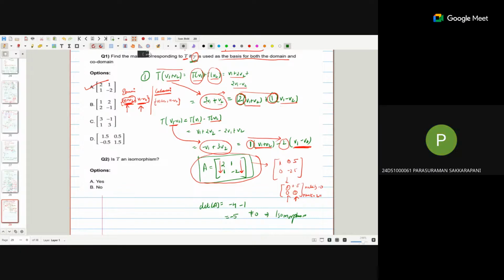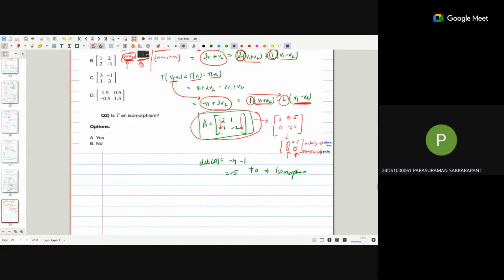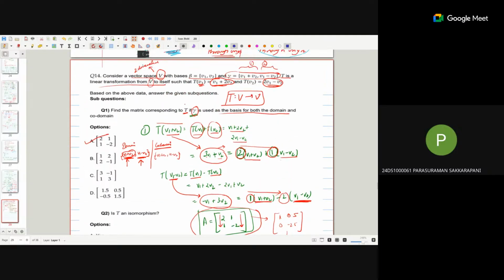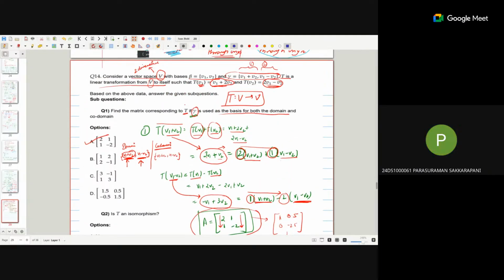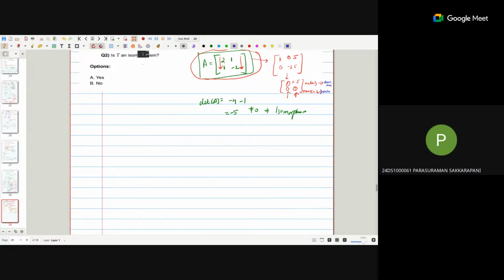So only one question, sir. The derivation is all very straightforward and understandable. The only confusion is here: how do we get to know we need to find v1 plus v2 and v1 minus v2? Could you please give one hint, sir? We are calculating the corresponding matrix by getting v1 plus v2 and v1 minus v2. So where is it given by the question?